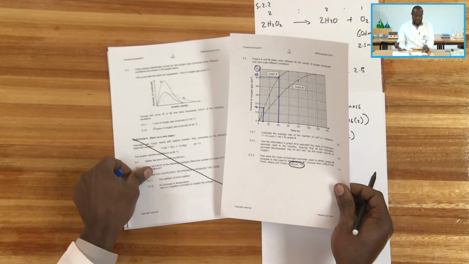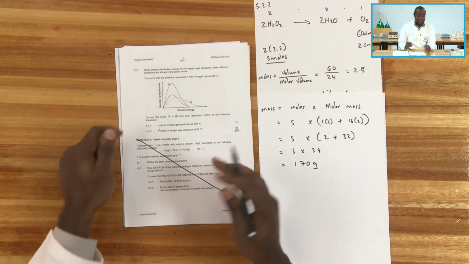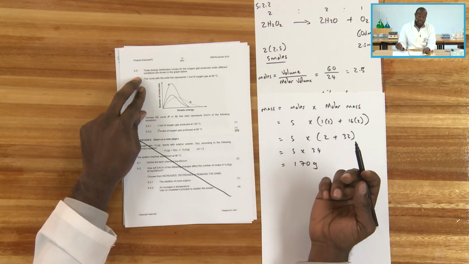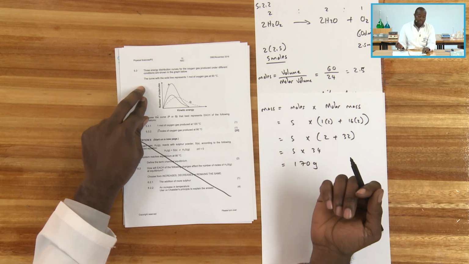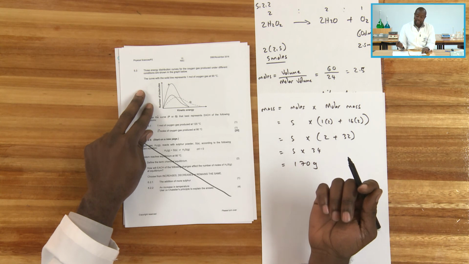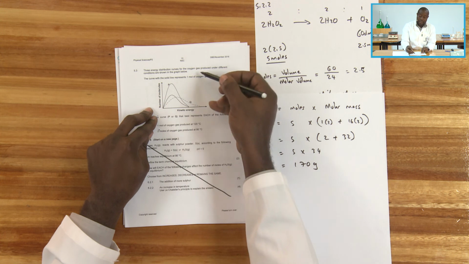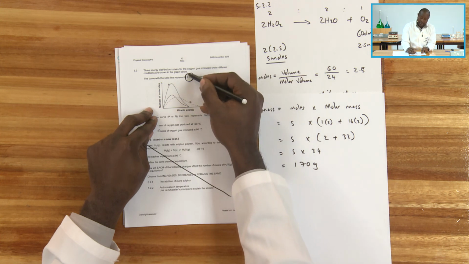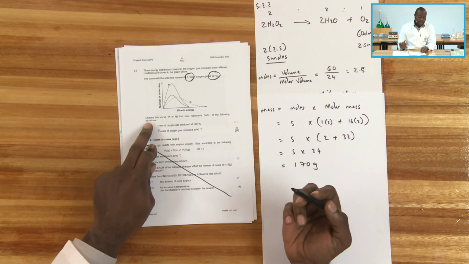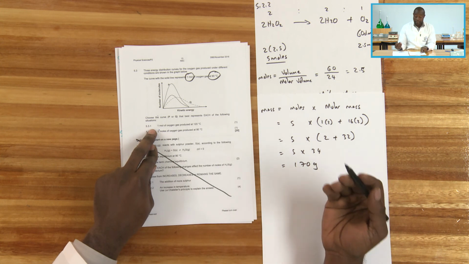Then our last question, which is 5.3, says 3 energy distribution curves for the oxygen gas produced under different conditions are shown below. The curve with the solid line represents 1 mole of oxygen gas at 90 degrees Celsius. So the solid line represents 1 mole, so this is important, and our temperature is important. Then it says choose the curve P or Q that best represents each of the following.